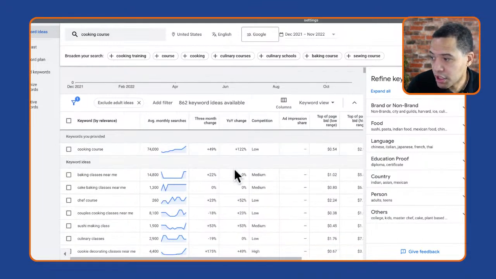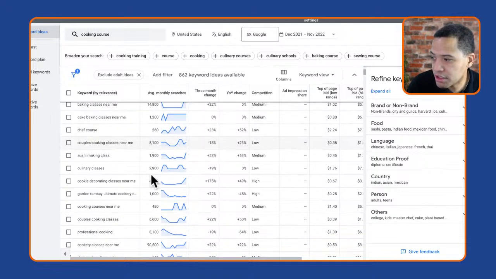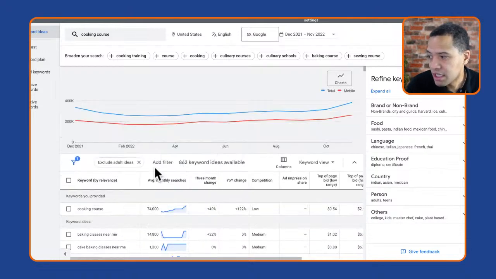Significant growth. If you go down further, you can see other keywords: baking classes near me, cake baking classes near me, 1,300, 14,000, 8,100. So you can see there's significant growth here with these courses. That's another way to find out there's demand. 74,000 is a lot, guys, which is good, okay?